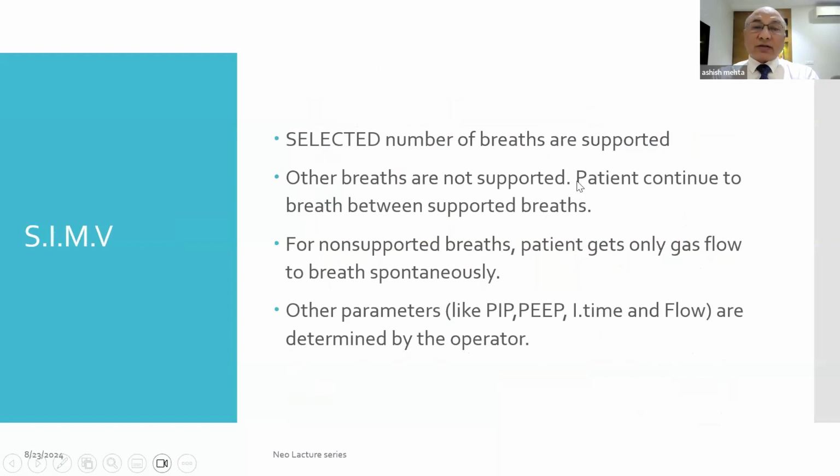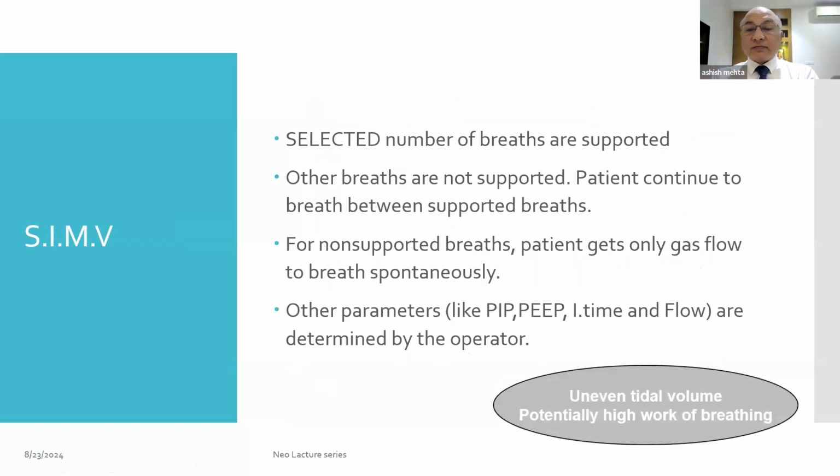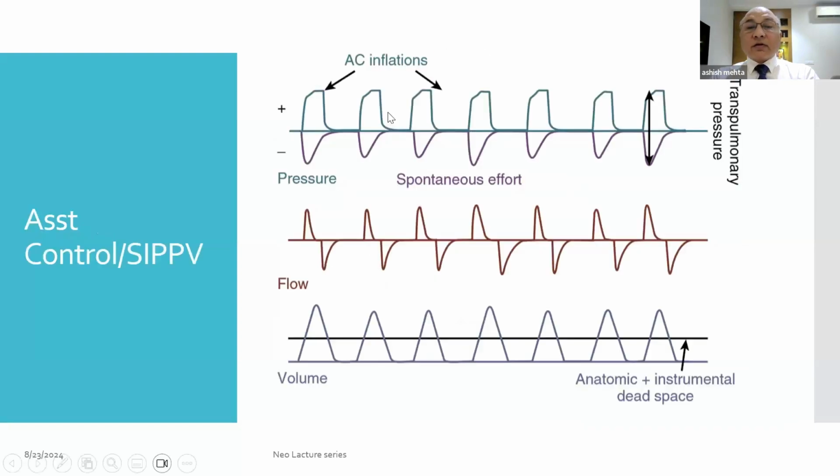The rest of the parameters, PIP, PEEP, I time, flow, and FiO2, are all set by the physician. The baby will be allowed to breathe spontaneously, intermittently, between two triggered mechanical breaths. Here you will set a different tidal volume for the spontaneous breaths and a different tidal volume for the mechanical breath. What happens in assist control?